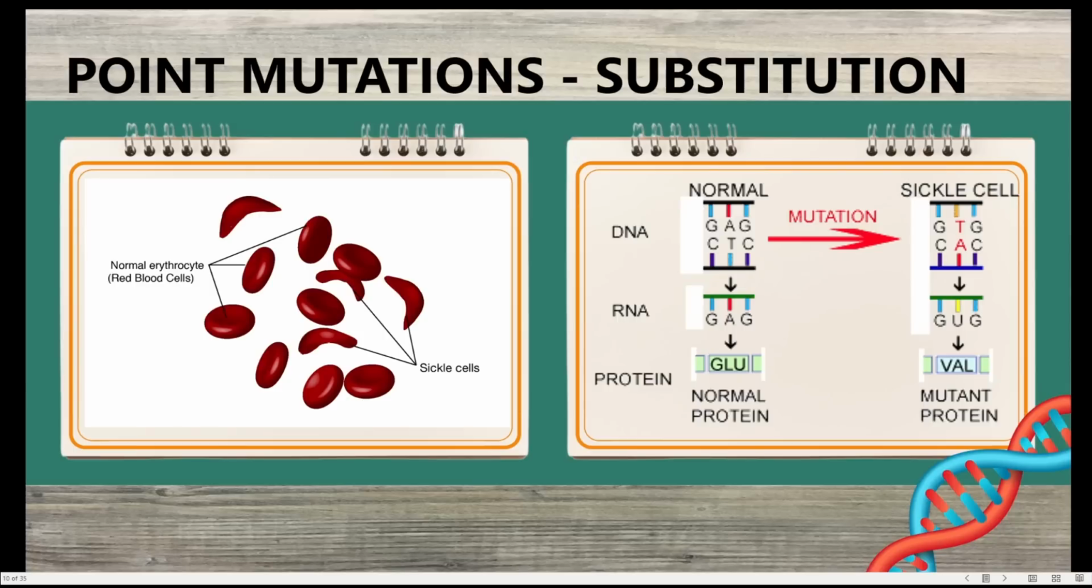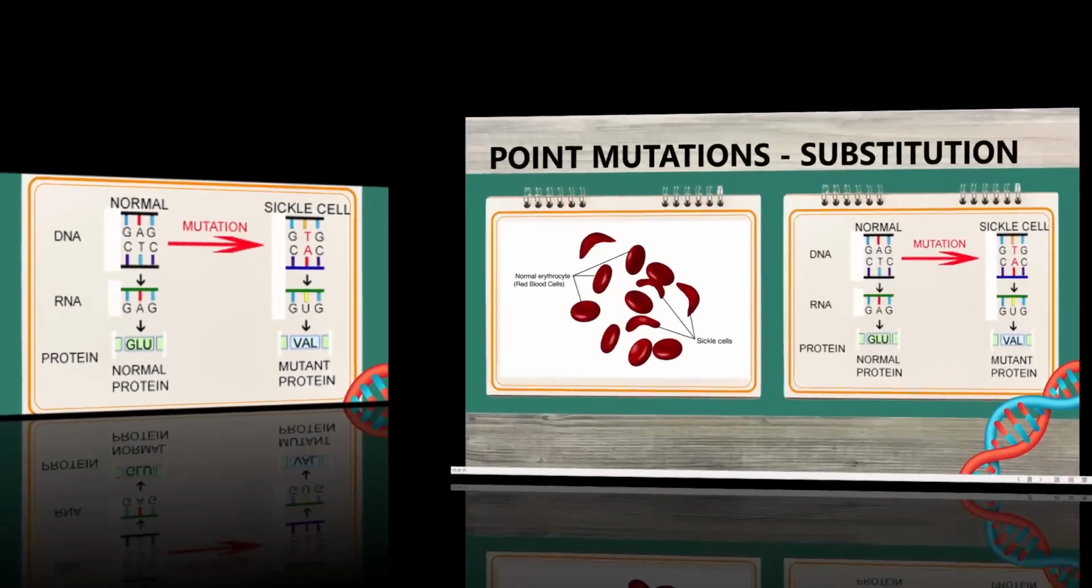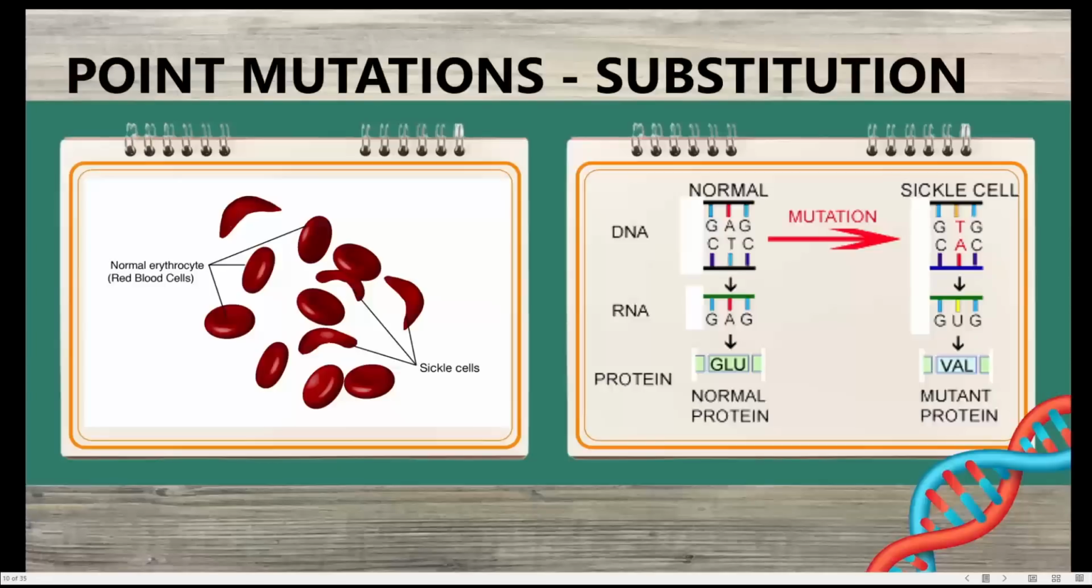Makikita natin dito sa kanan kung ano yung nangyari, specific na base pair na nagkaroon ng substitution. Here we can see that in the DNA sequence, the base adenine was substituted by the base thymine, and therefore this would result to a different mRNA sequence and consequently to a different amino acid. Okay, so that's all for point mutations. Again, we have 3 types of point mutations: insertion, deletion, and substitution.